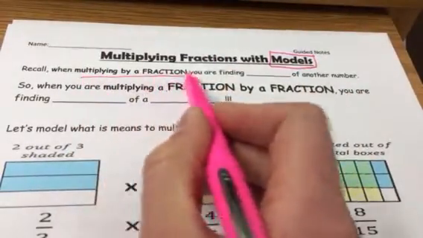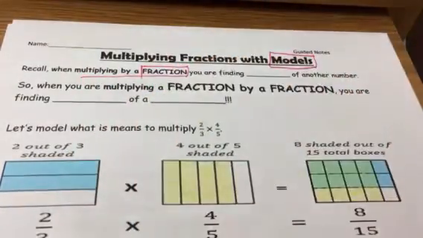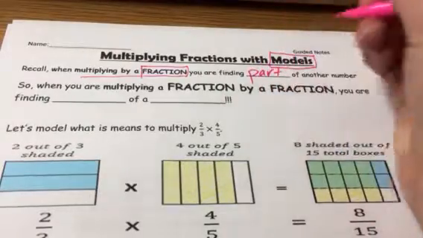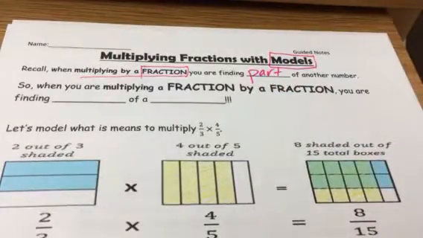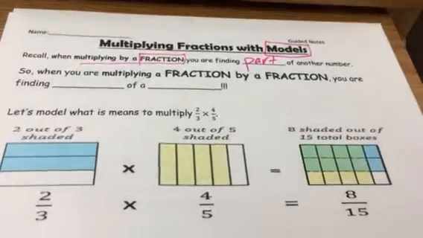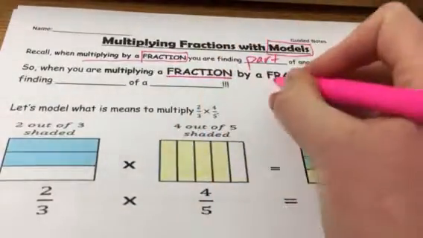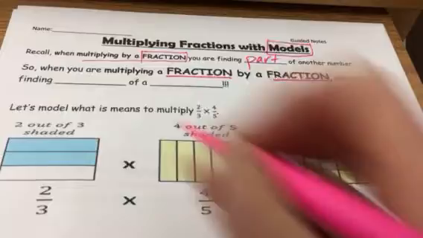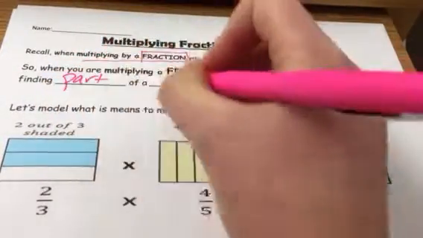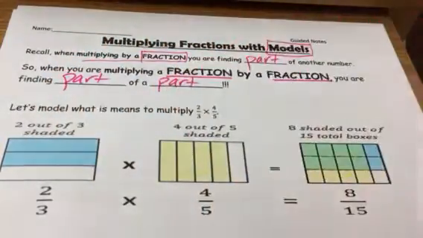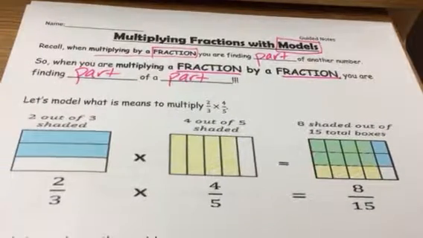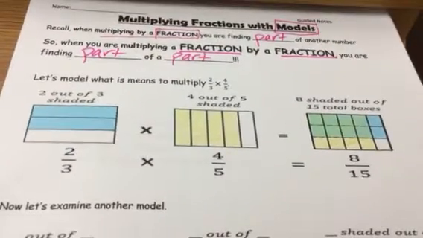Remember, when multiplying by a fraction, you are finding part of whatever that other number is, because fractions are parts. So if we're multiplying a fraction by a fraction, we are literally finding a part of a part. So we're going to have a portion of a thing, and then we'll take a portion of that portion, which will give us an even smaller portion. So let's take a look at some pictures, because I think it'll make a lot of sense as to what we're doing.